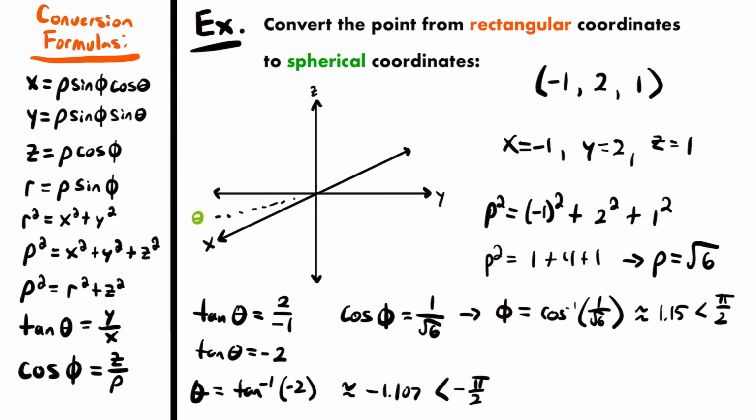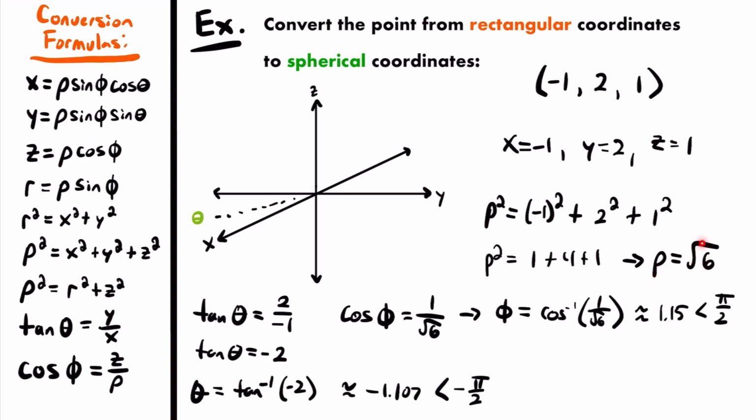So we know that our angle of phi does not go below the xy plane, okay? Any angle bigger than pi divided by 2 would take you below the xy plane, but since we are less than pi divided by 2, we will be above the xy plane, which makes sense because our z-coordinate is 1, so we would be above the xy plane. All right, so it looks like we have all of our coordinates here, right?